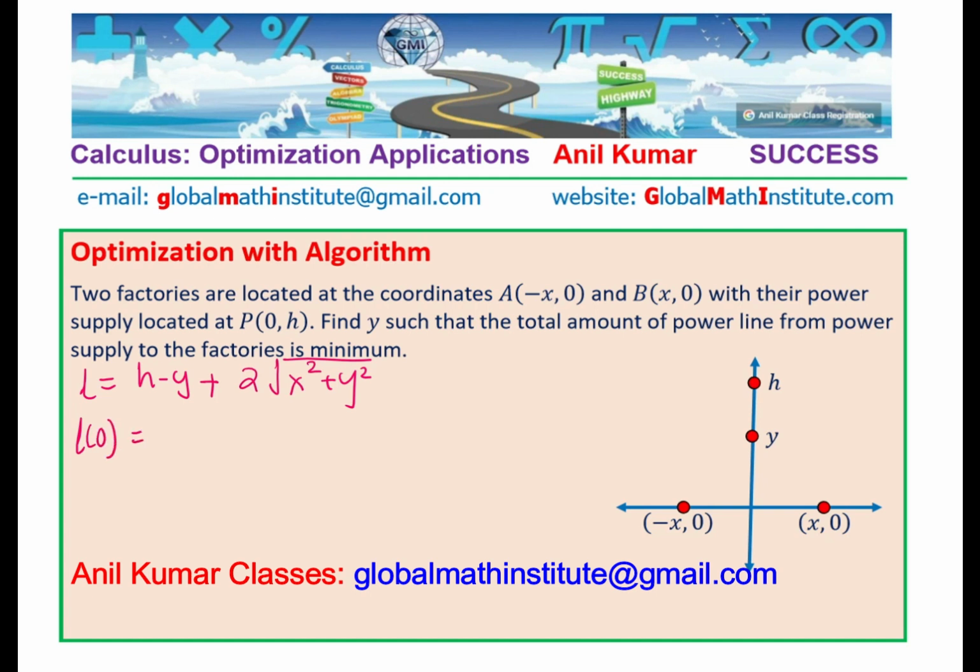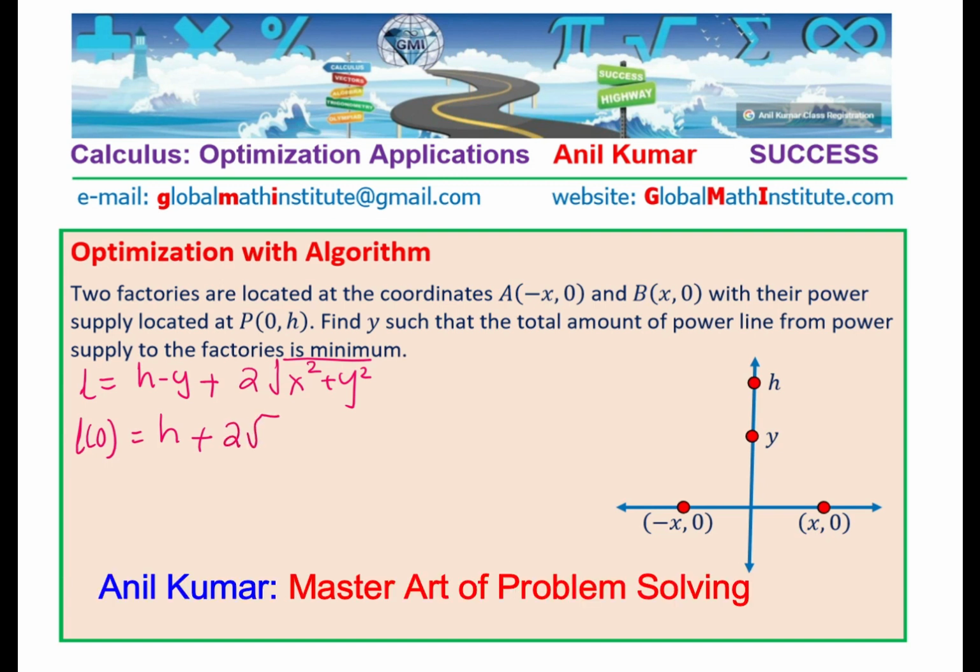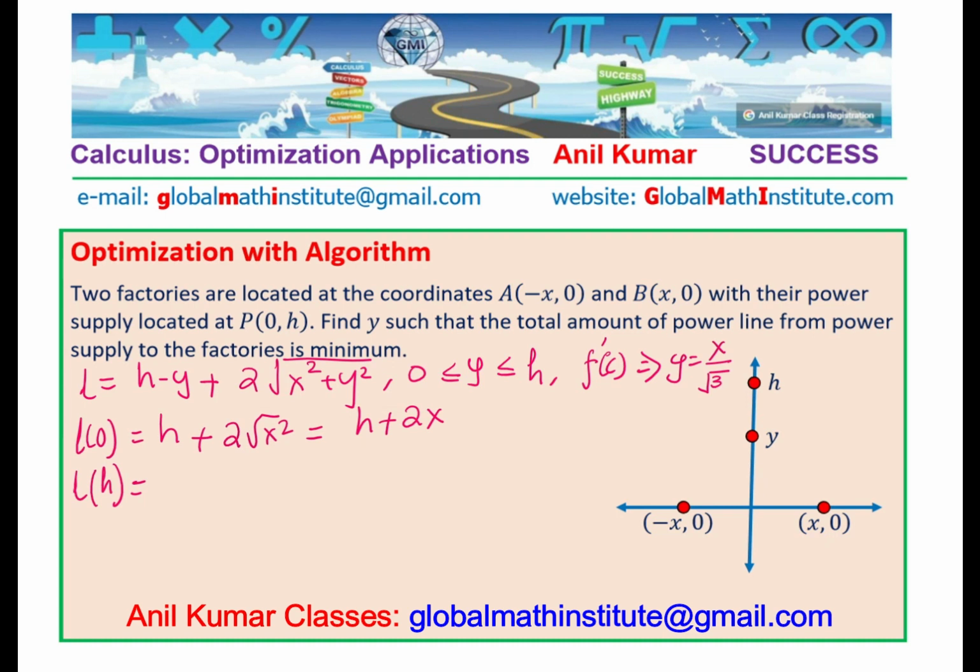So if I put y as 0, in that case we have h plus 2 square root of x square, which is h plus 2x, correct? And if I put y equals to h, we know that y is from 0 to h, and that's why we are substituting these values, correct? And we know that the critical number was for y equals to x over square root of 3. Is that clear to you, right?